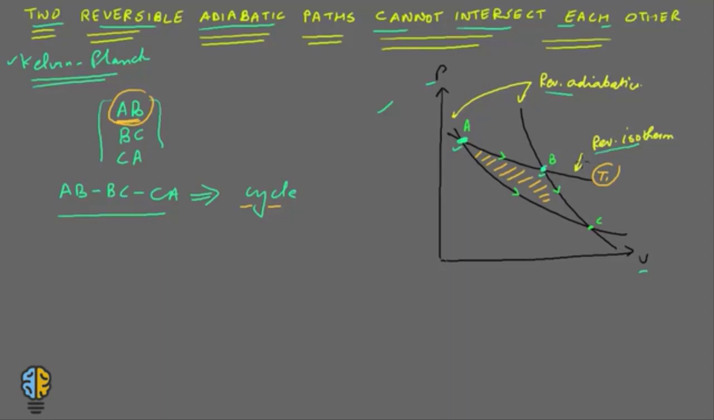You need to have one more isotherm to complete this cycle, or to make this cycle a valid cycle or a possible cycle. Okay, so because this kind of a cycle is not possible at all, therefore the assumption of the intersection of these two reversible adiabatics at point C is wrong, it is incorrect. Okay, so through one point there can pass only one reversible adiabatic. So this is a very easy explanation of why two reversible adiabatic paths cannot intersect each other.